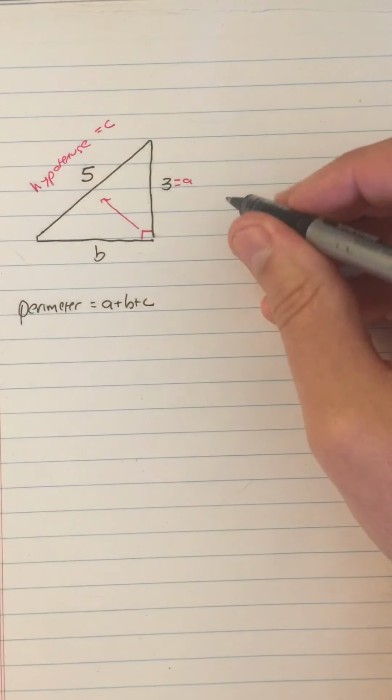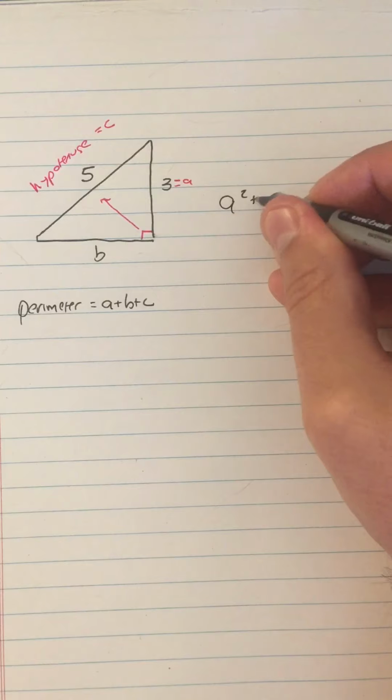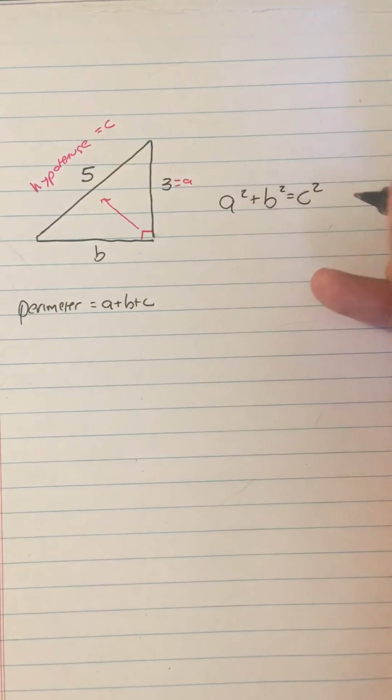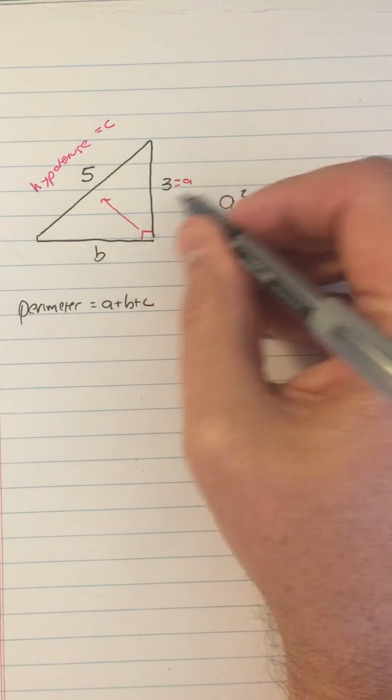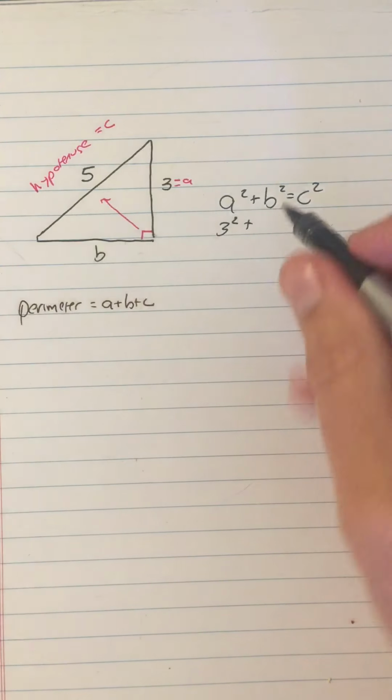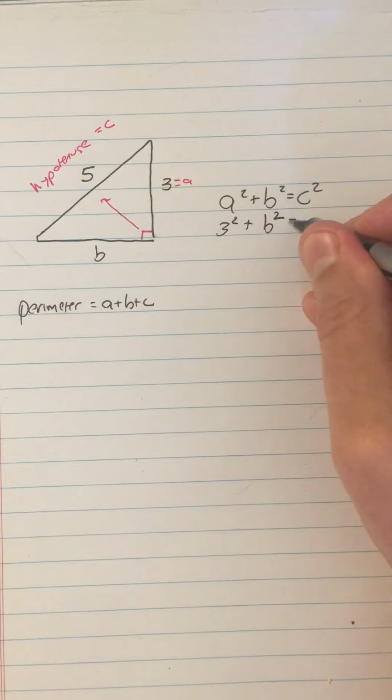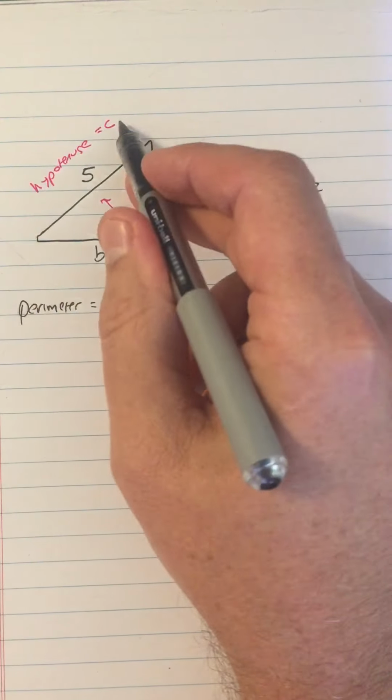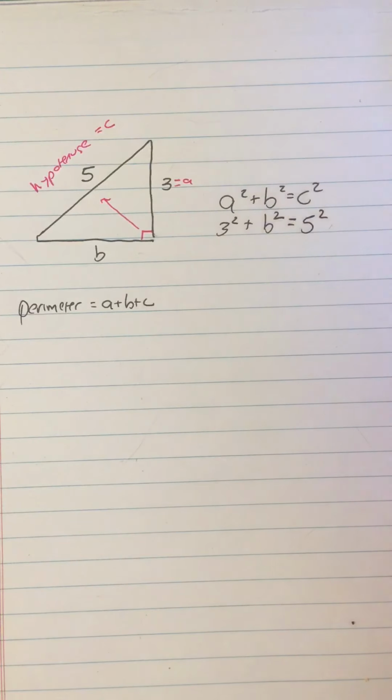So remember, Pythagorean theorem starts with A squared plus B squared equals C squared. My A is 3, so 3 squared. Now watch for this, because the B, I don't know what it is, so I'm going to leave it B squared. And then the C is 5. So the C is the only one that's important. We know it's the one across from the right angle.